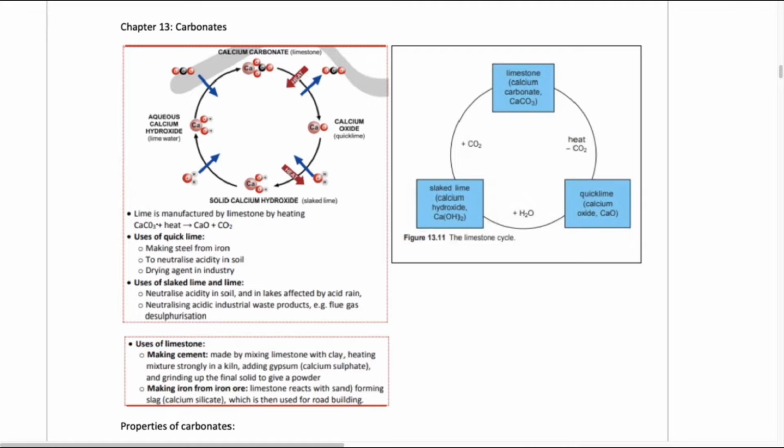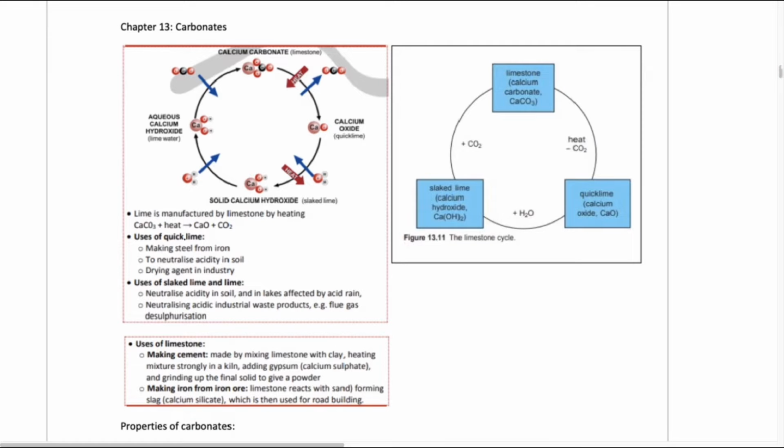Now we see the point here. Lime is manufactured from limestone by heating. So you heat the limestone, then you get quicklime, right? Quicklime is also lime. So calcium carbonate, you heat, then you get calcium oxide, which is lime, and carbon dioxide.